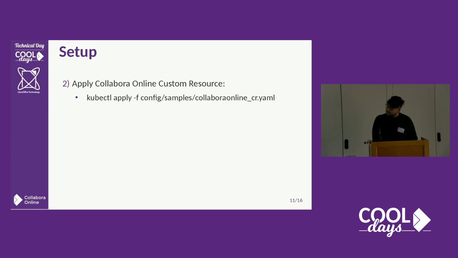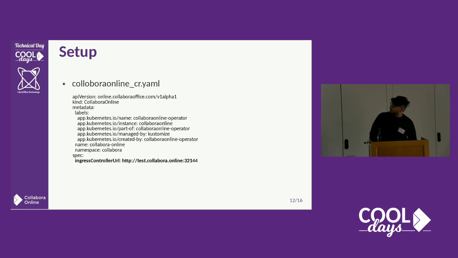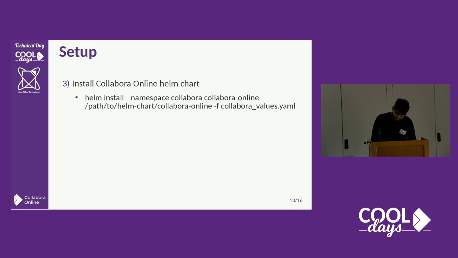And the second step is to apply a custom resource which contains an ingress controller URL. This is the URL on which the operator will send the capability request. And the third step is to deploy Collabora Online using the Helm chart.